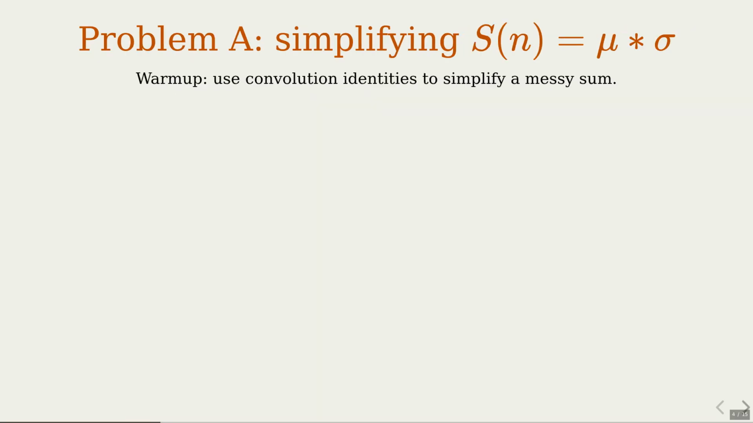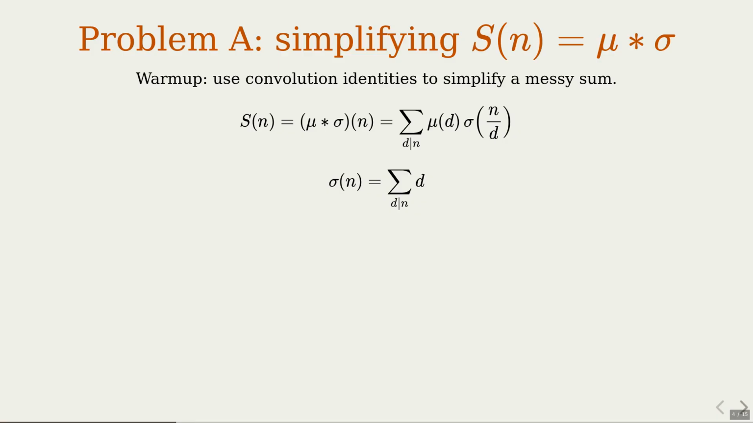Let us start with a Putnam-style warm-up that is pure convolution algebra. This is where recognizing the convolution structure should really pay off. Here, S of n is defined as a divisor sum, where each term multiplies mu of d and sigma of n over d. Sigma of n is the classic sum of divisors function, adding all positive divisors of n. So the question is whether this complicated-looking divisor sum actually collapses to something much simpler in n.